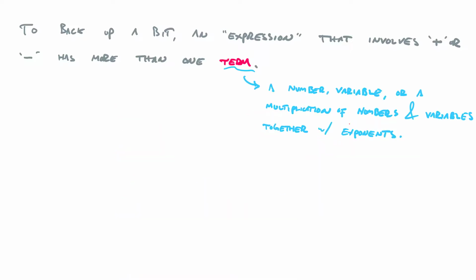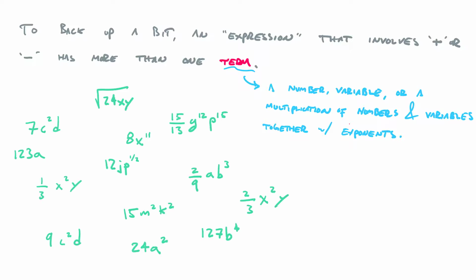A term, definitively, is a number, a variable, or a multiplication of numbers and variables together with some exponents. It doesn't matter what the exponents are. The exponents could be negative, or they could be positive. They could be rational, right? And these are all things that we're going to talk about at some point. But for right now, we're going to keep exponents positive, and we'll talk about that stuff at a later time. So here are a bunch of terms.